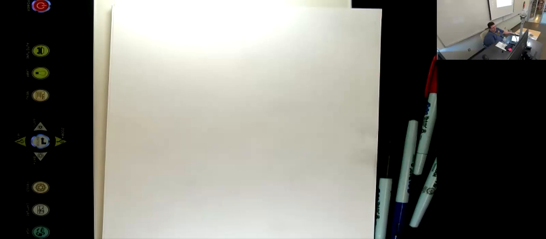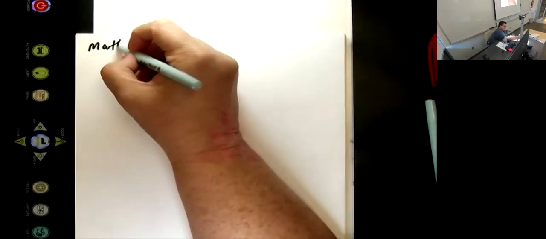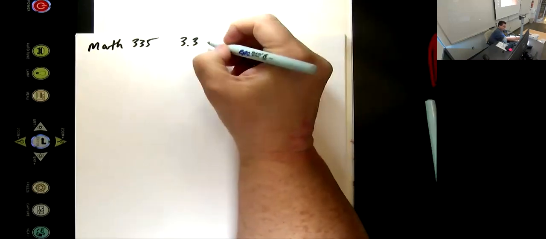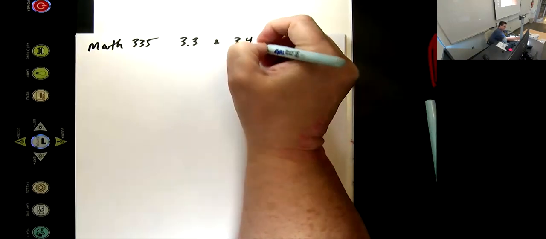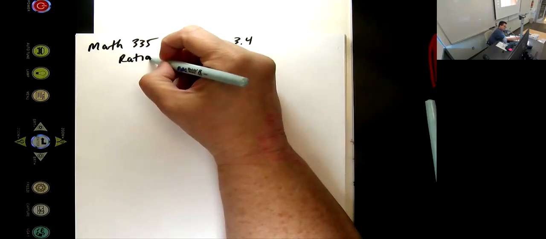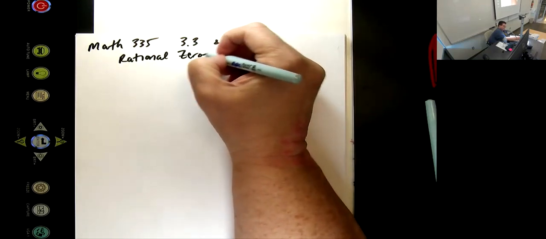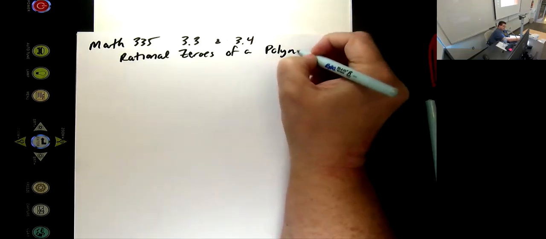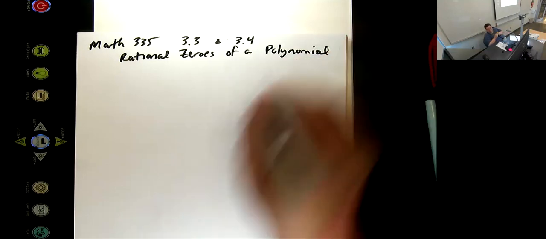All right, Math 335, we're gonna do quite a bit of some rational P over Q stuff, but we got a question from the audience today. So we're gonna do stuff from 3.3 and 3.4. It's finding the rational zeros of a polynomial. But first, over to my math.